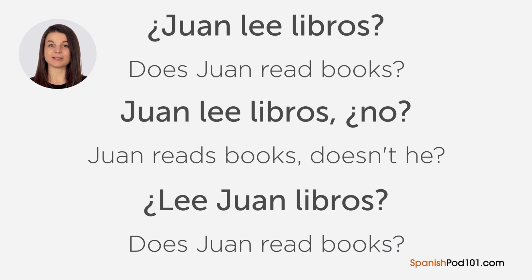All of these questions mean the same thing, but they're not completely identical. There are tiny nuances that go along with the method you use to formulate a question. The first and last examples appear to have exactly the same meaning, but Juan lee libros places a greater emphasis on Juan because the subject appears first in the sentence, as opposed to lee Juan libros, where the emphasis is on the verb. As you can see, there are many ways to form basic questions in Spanish.